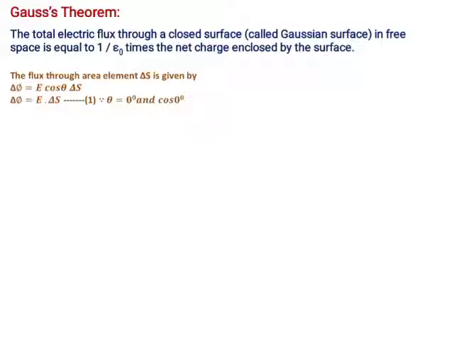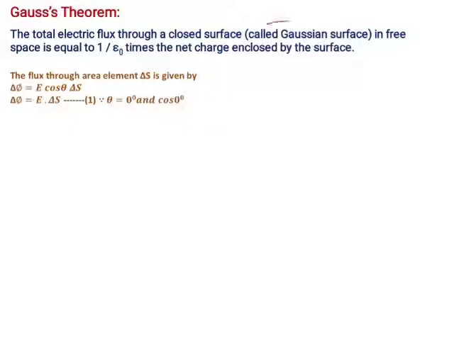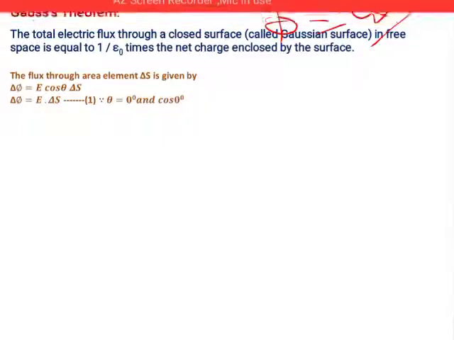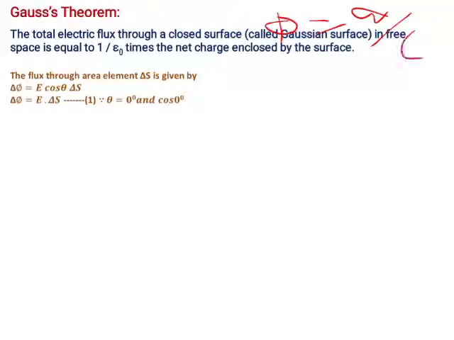So according to Gauss theorem, what is the statement? The total flux through a closed surface area in free space is equal to how much? That is, phi is equal to q divided by epsilon naught. Okay, this is the simple expression for the Gaussian theorem.